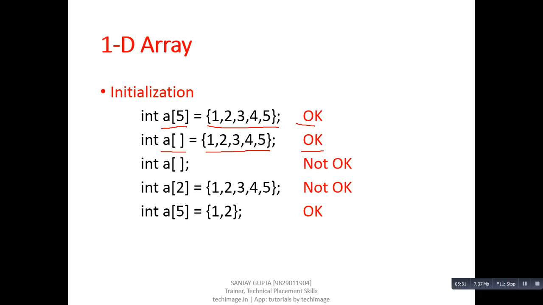The third statement is int a with empty square brackets, and we are not assigning any elements inside this array. So this statement is not okay because the compiler will not identify how much memory is to be allocated. Now the fourth statement: here size is 2 but we are going to initialize a total of 5 elements. So this statement is also not okay. And the last statement: size is 5 but we are initializing 2 elements. So this statement is okay because size is more and the number of elements is less.